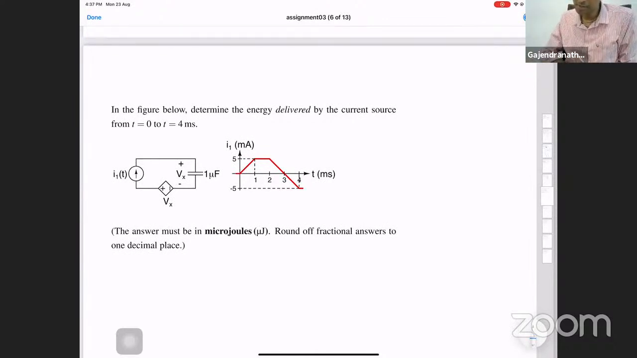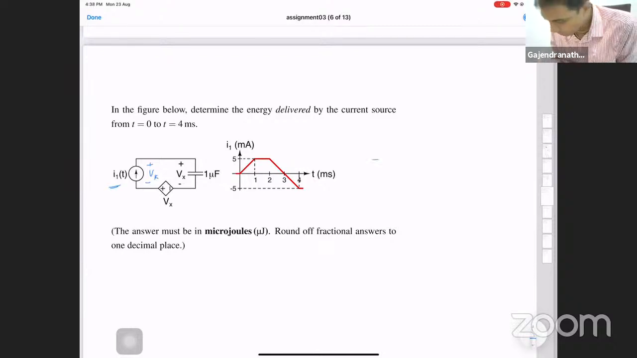In the figure below, determine the energy delivered by the current source from t equal to 0 to 4 milliseconds. We are interested in determining the energy delivered by the current source. This is the current source, and its profile is given. The answer must be in microjoules. To find the energy, we need to know the voltage across the current source, which we want to find.